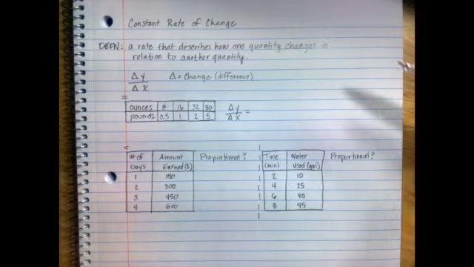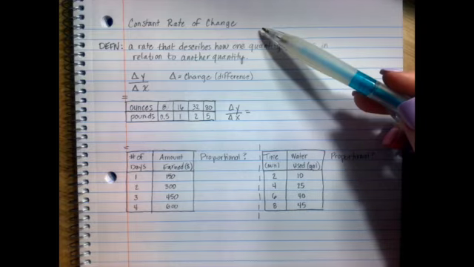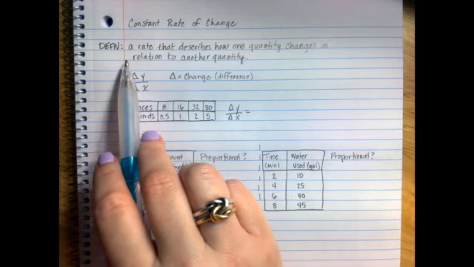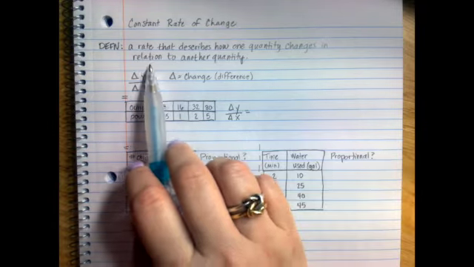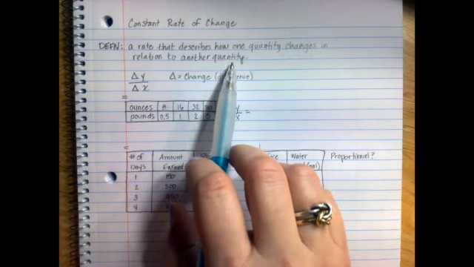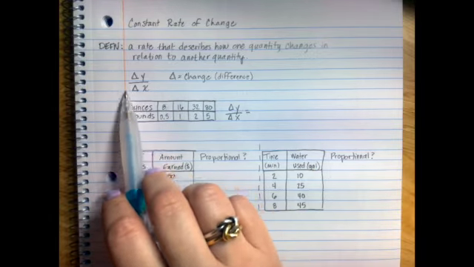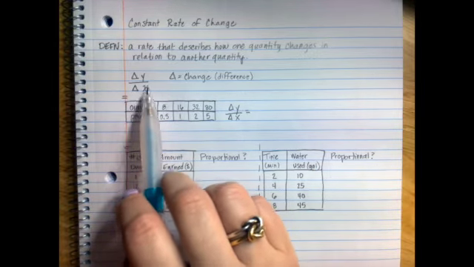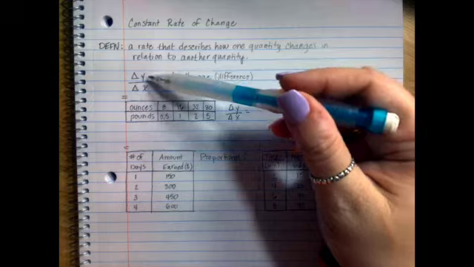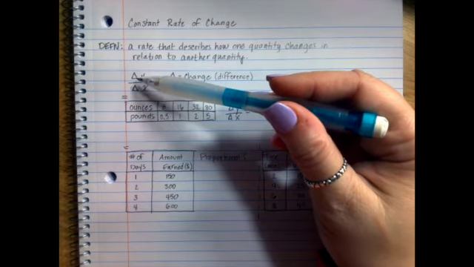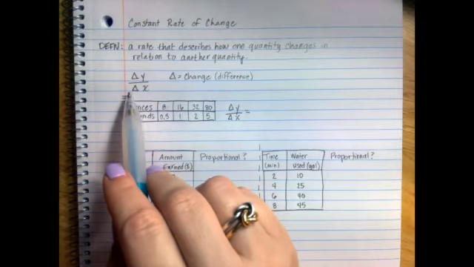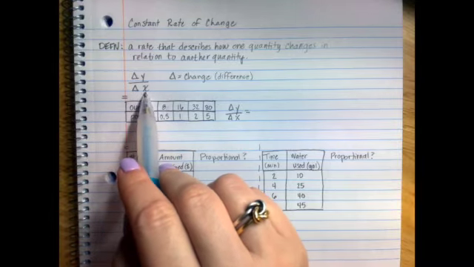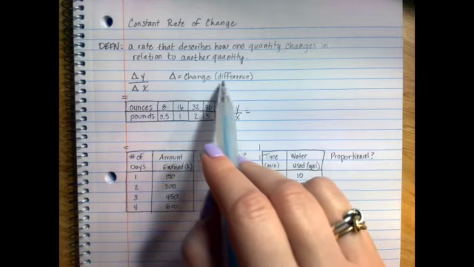This tutorial is about the constant rate of change. The definition of this is a rate that describes how one quantity changes in relation to another quantity. We put it as a formula, and you'll see that this looks familiar: change in y over change in x. That triangle means change. So we want to find the change in y and put it over the change in x. And the change means the difference.